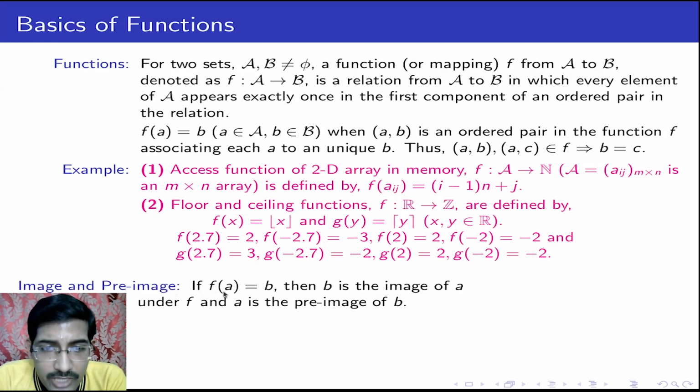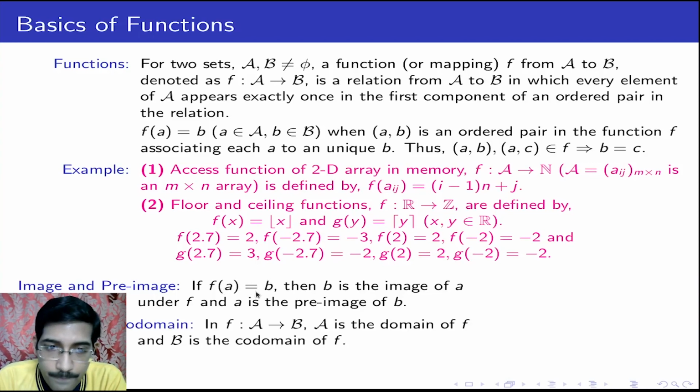We define the image and pre-image of a function as follows. Let a be from set A and b be from set B. We say f(a) = b, that is, we associate a to b, and we call b the image of a and a the pre-image of b. In a function associating a set to another set B, we say that the first set, which is A, is my domain and the second set is my codomain.